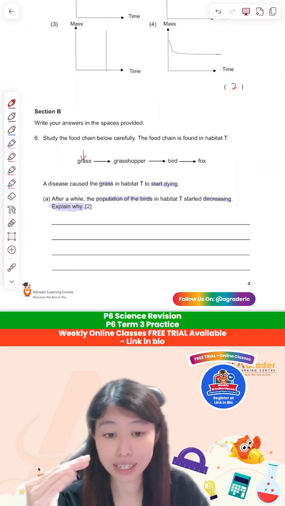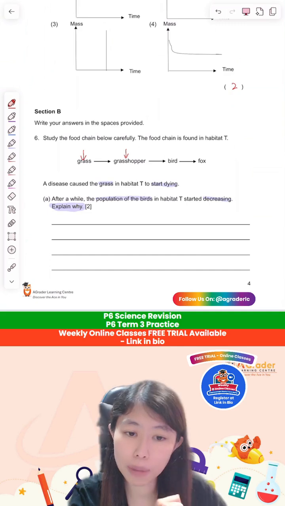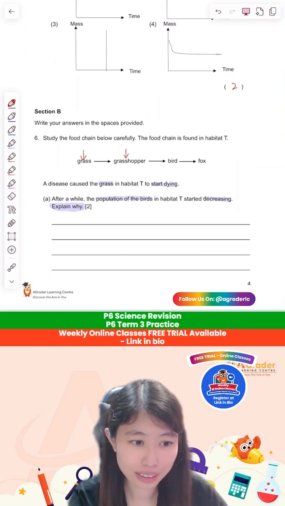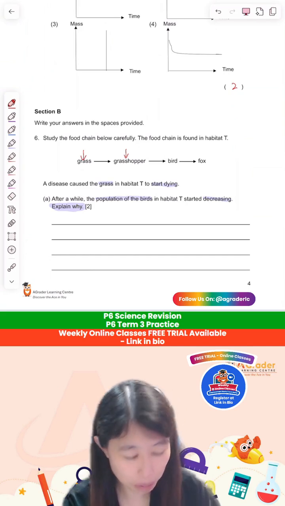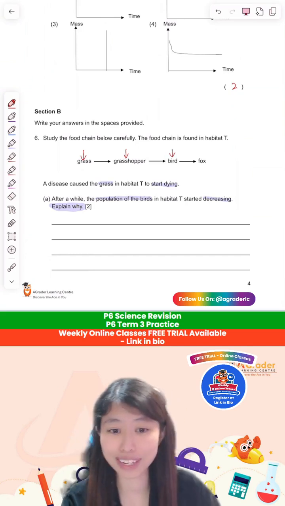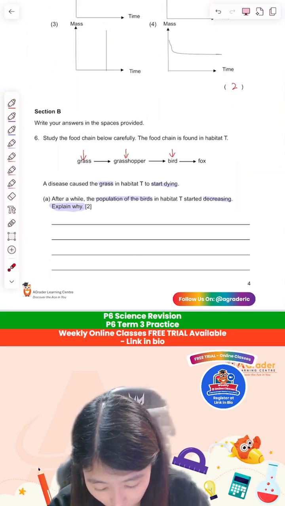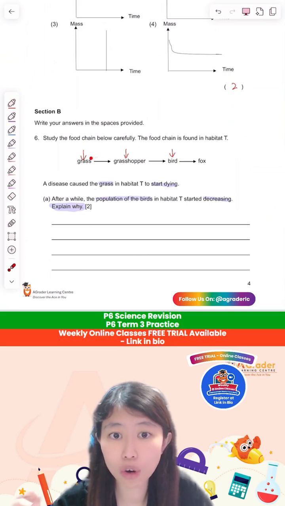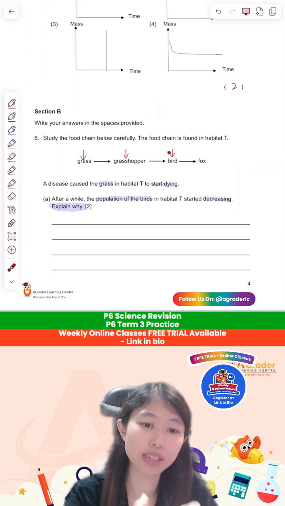All right, so yes. What happened is there is less food. Grasshopper decreases. Then when grasshopper decreases, what will happen? How does it affect the bird? There is also less food for the birds. Very good. So the birds will start decreasing as well. Everybody, do not straight away jump from the grass to the bird. In your explanation question, you must talk about step by step how the grass affects the grasshopper, how the grasshopper affects the birds.